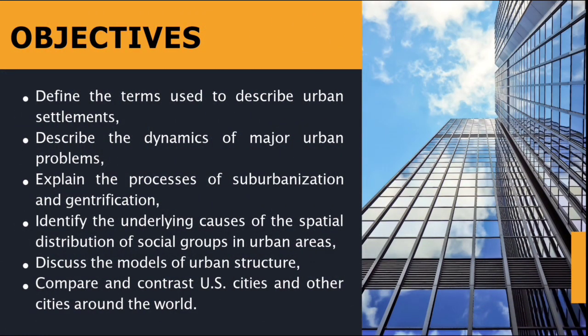So here are the objectives that we're expecting the students to know. First is to define the terms used to describe urban settlements. Next is to describe the dynamics of major urban problems. Next is to explain the processes of suburbanization and gentrification, and to identify the underlying causes of the spatial distribution of social groups in urban areas, to discuss the models of urban structure, and to compare and contrast U.S. cities and other cities around the world.